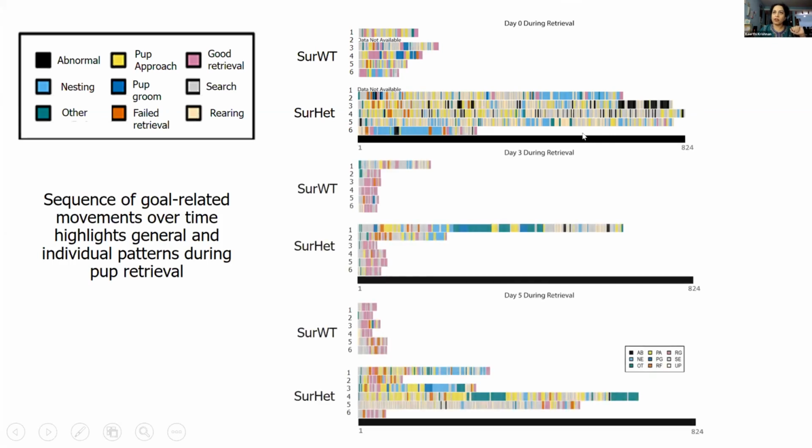When we look at these behaviors on day 3 and day 5, we notice that the surrogate het actually improves. Many of them improve in this behavior, but by day 5, they actually get worse again. The abnormal behaviors are not as much as it was on day 0, but you can still see the pup approach, nesting phenotypes, and grooming phenotypes emerge in these hets on day 5. The wild types by now have completely crystallized this behavior, where you only see the gray and the pink, which is the searching and the good retrieval process.